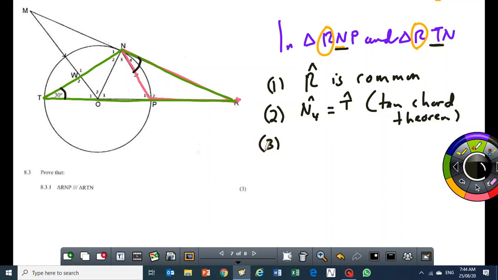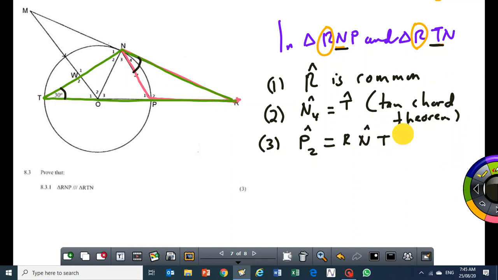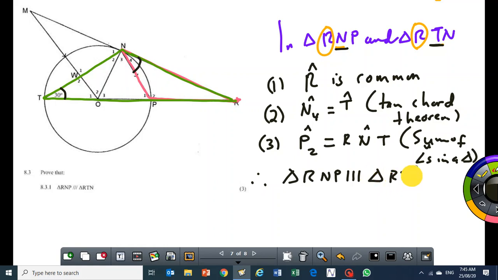Right? So number 3, it will be angle P, but that's P2. P2 is equal to angle N. Now that N, I'm going to call it RNT. Your reason: sum of angles in a triangle. Then you can say, therefore, triangle RNP is similar to triangle RTN. And your reason there, that's triple A. Okay, and then you are done.